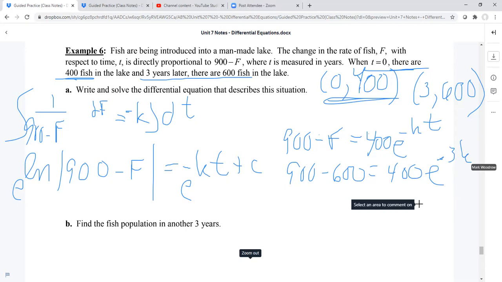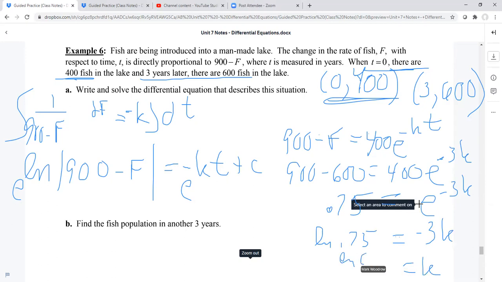So let's see, 900 minus 600 is 300. Take 300 divided by 400, that's 0.75. And that's going to equal e to the negative 3k. So I'm going to natural log 0.75. And that's going to give me, natural log over here is going to give me negative 3k. So k is going to equal the natural log of 0.75 divided by negative 3, sorry. That's going to end up being a positive because the natural log of 0.75 is a negative divided by a negative, but that's my k.